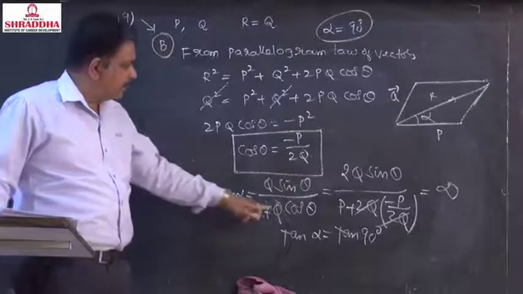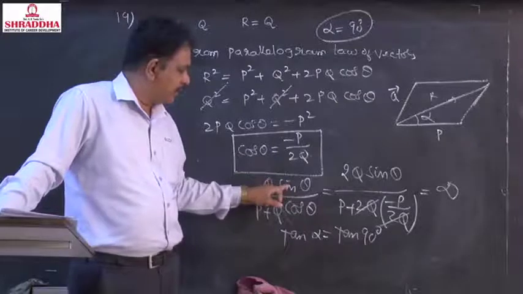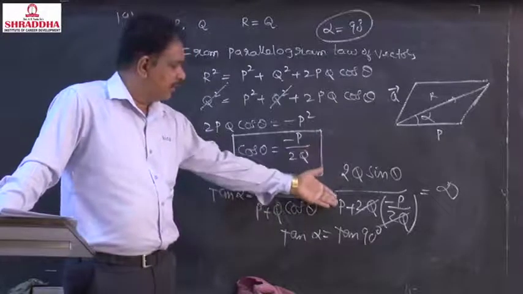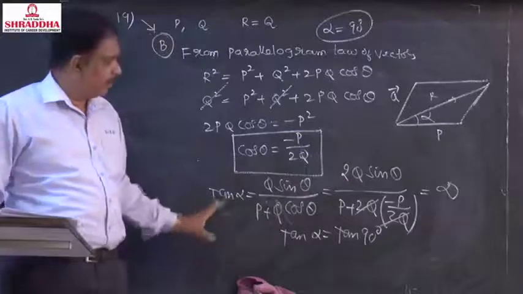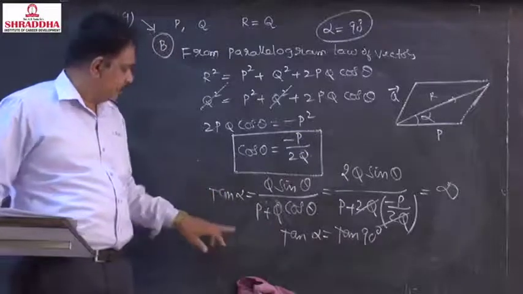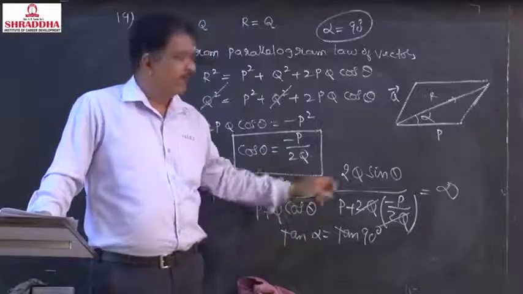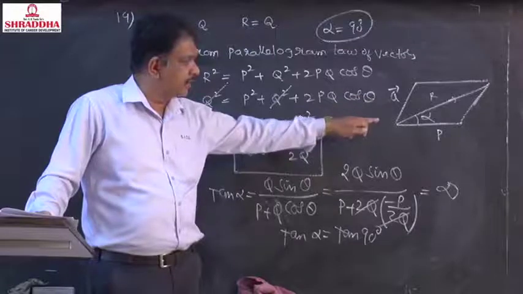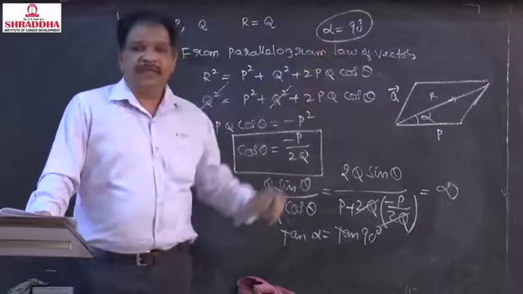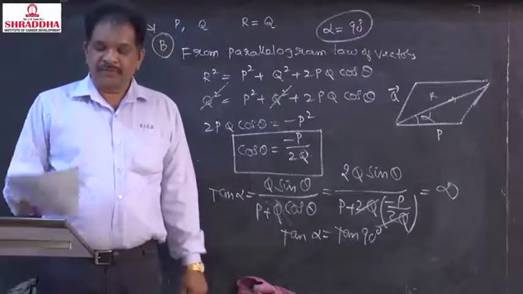Then we substituted the cos theta value. We have not yet substituted the sin theta value. Anyhow the denominator becomes 0. That's why that value becomes infinity. So tan alpha is equal to tan 90. It means the angle made by the resultant with the first vector will be 90 degrees. That is the second option.